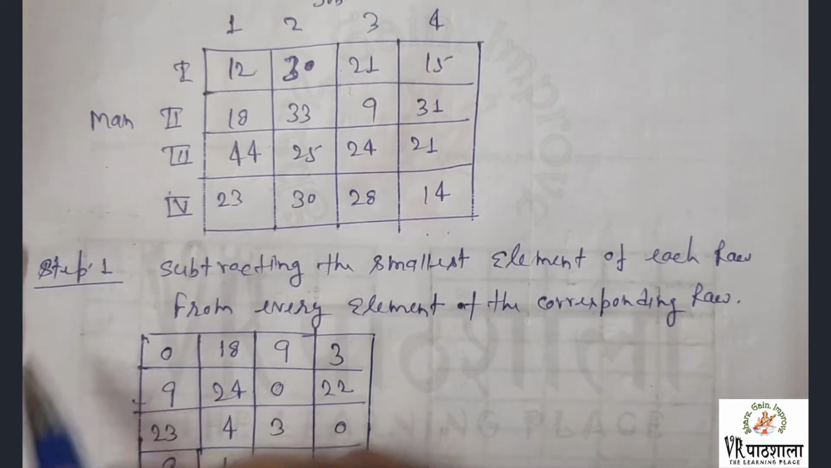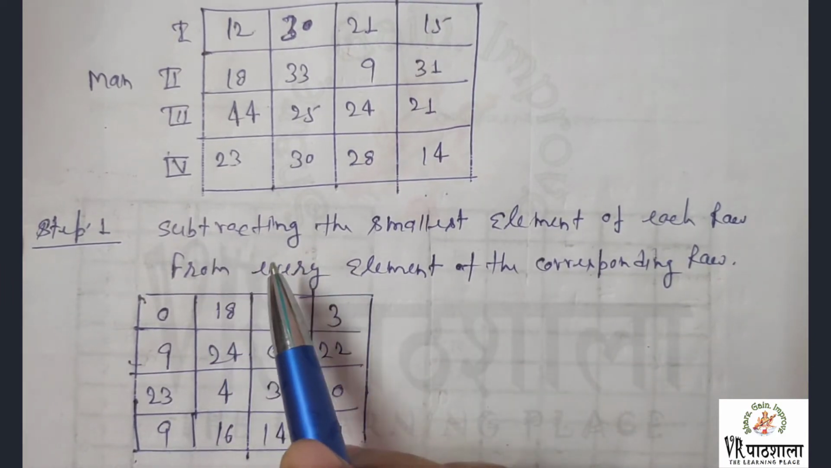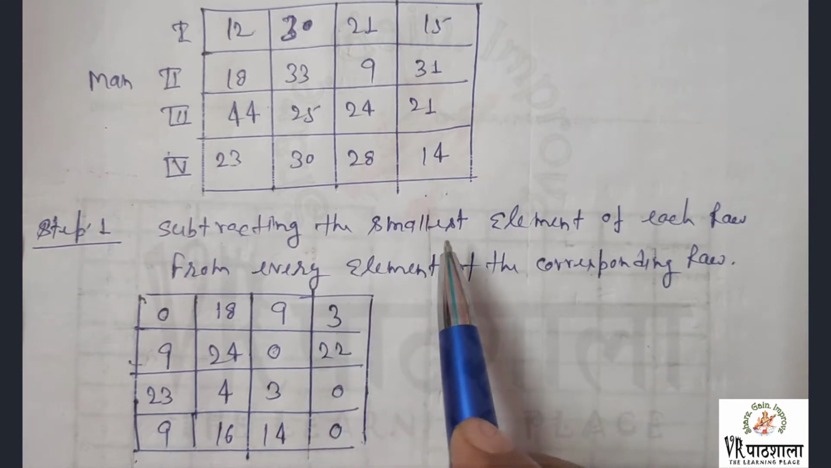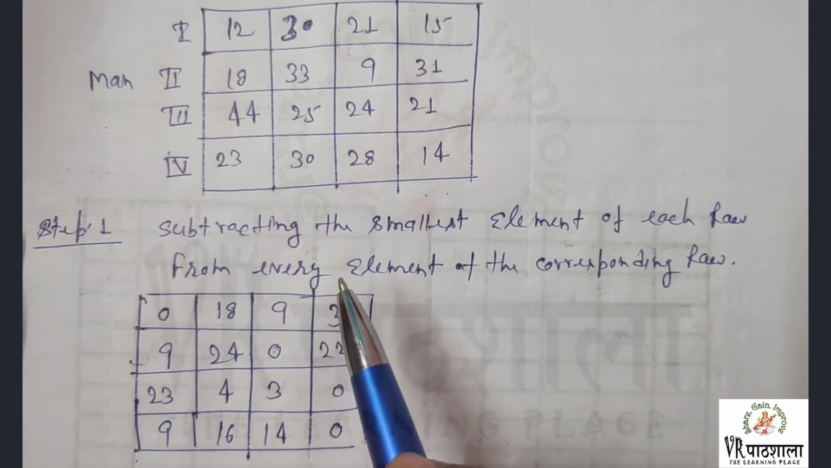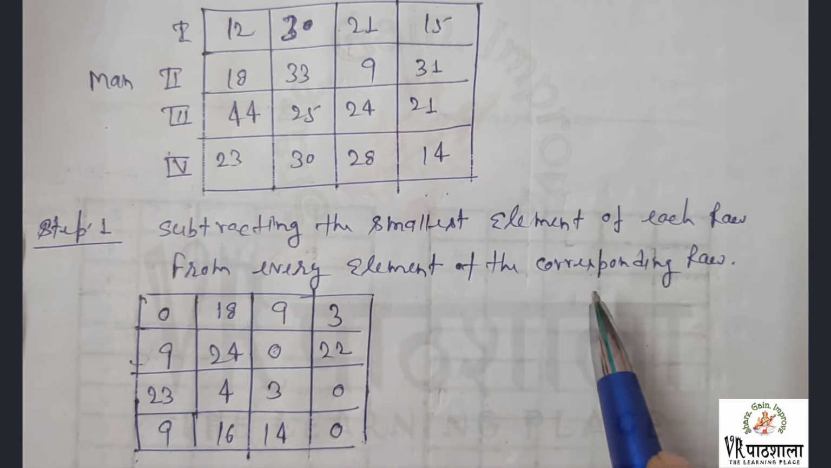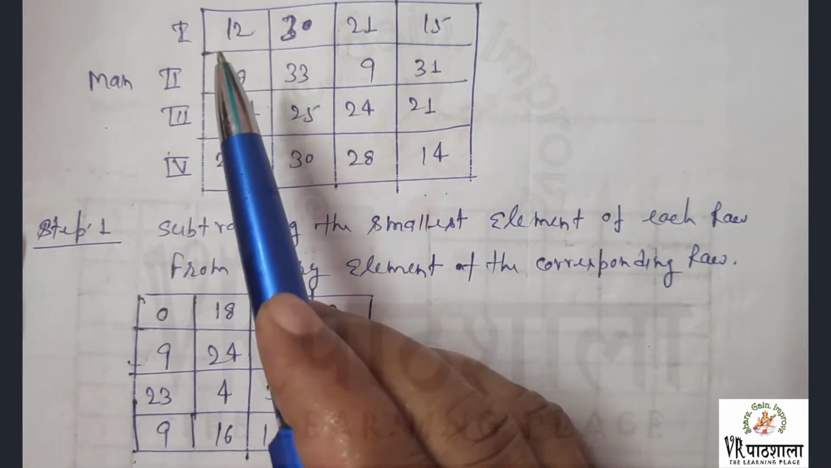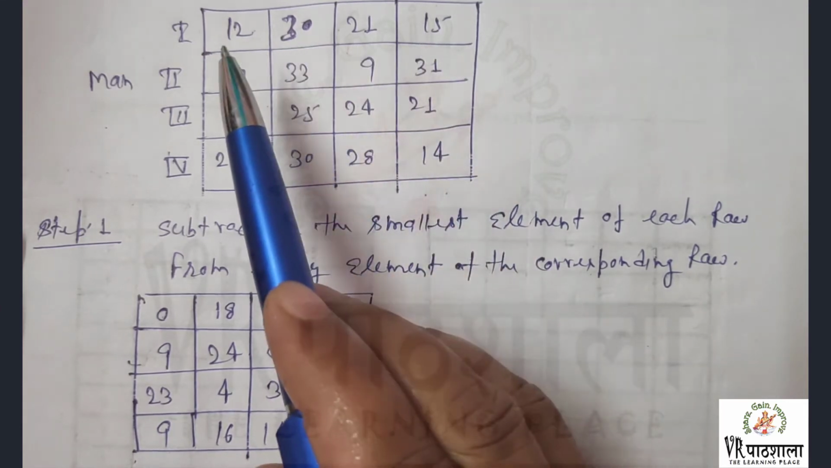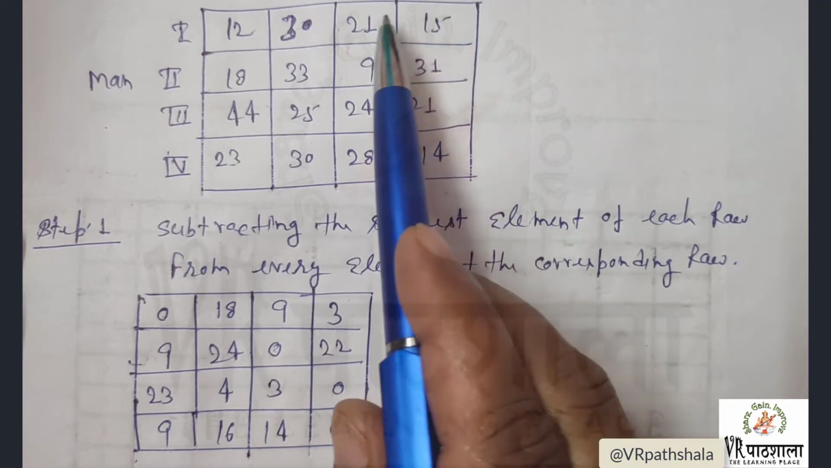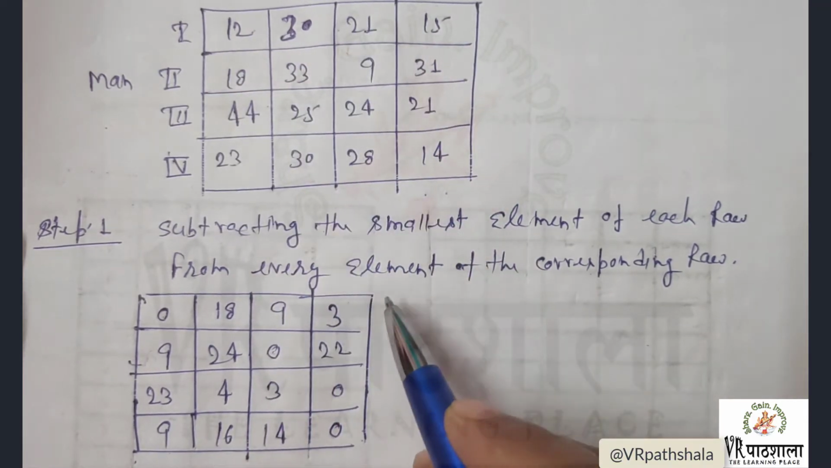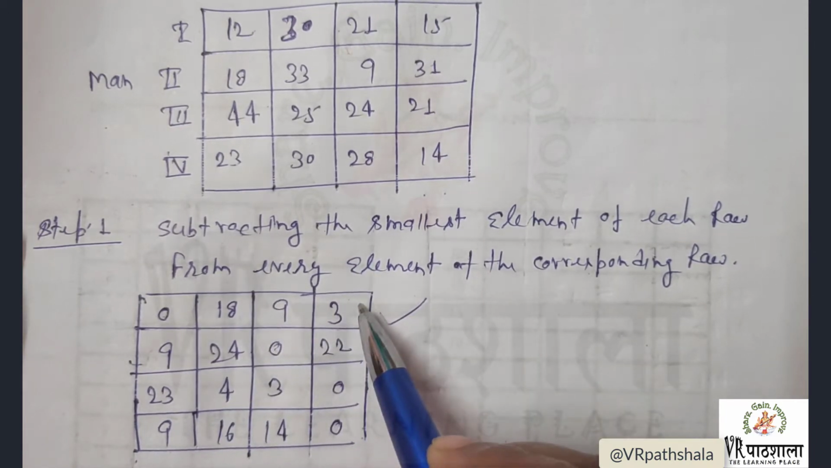Now in step 1, we subtract the smallest element of each row from every element of the corresponding row. That is, if we look at the first row, the smallest element is 12. Now 12 is subtracted from the first row. We will get 0, 18, 9 and 3.